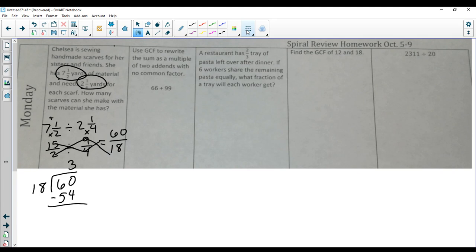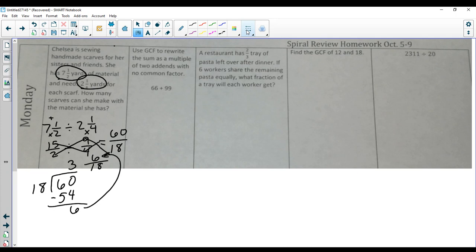6 left over. So I put my leftovers into a fraction. What's the denominator? 18. What's my numerator? 6. The leftovers are your numerator. All right. We want to simplify it now, right? That's our next step, is to simplify. We solved. We got to simplify.